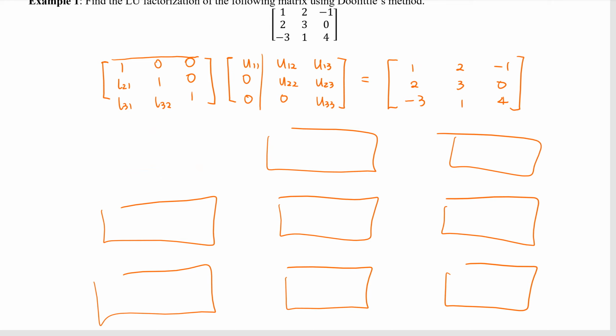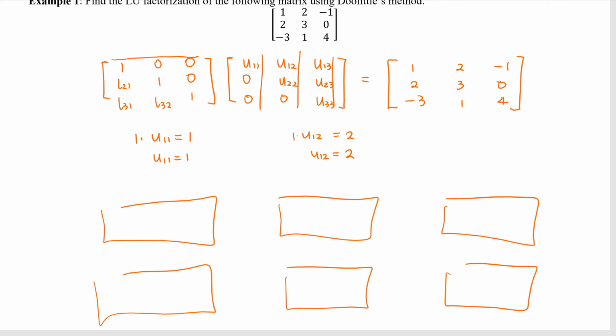Okay, the first one, we have 1 times u11 equals 1. Is that okay? 1 times u11 plus 0 times 0 plus 0 times 0, that is 1. So that is the same as u11 equals 1. Okay? Second one, first row times the second column. So 1 times u12 plus 0 times u22 plus 0 times 0 equals 2. So we get u12 is 2.